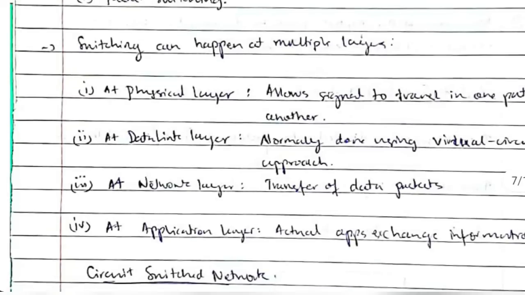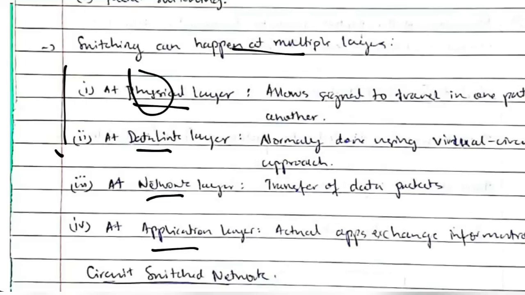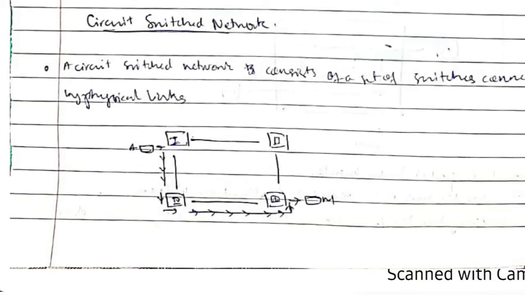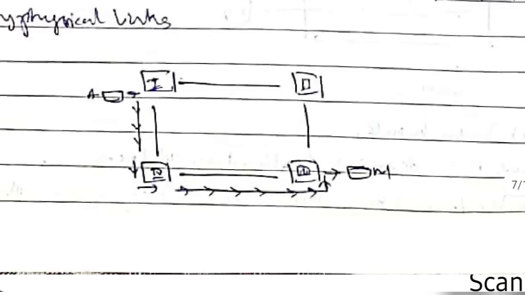For each switching there will be multiple layers: the physical layer, data link layer, network layer, and application layer. This is discussed in much more detail in module 2. These are just the layers in which the data transfer will be taking place. So what is a circuit switched network? In this there will be mainly four switches, having all the connections from different directions.